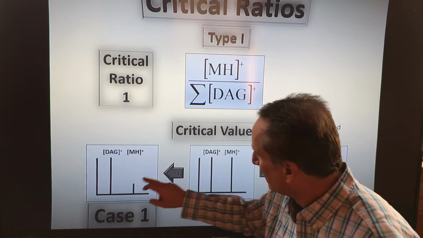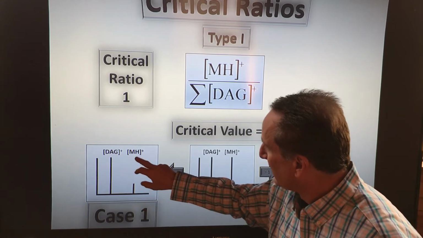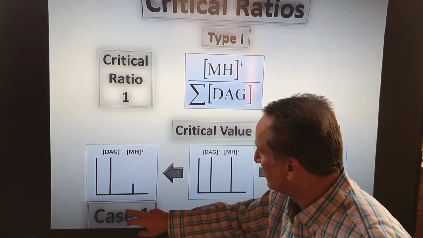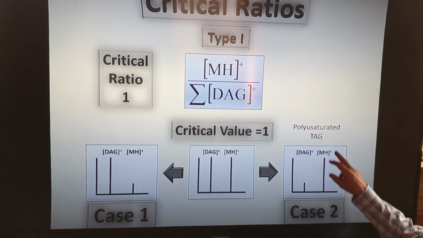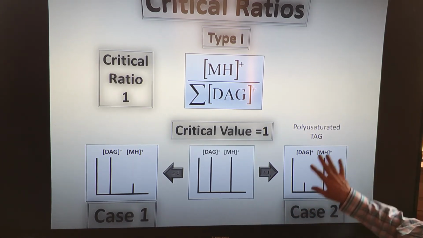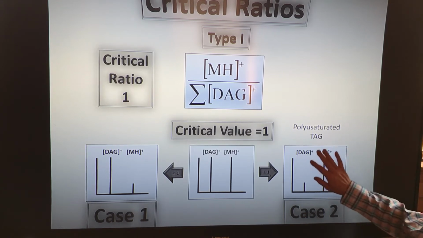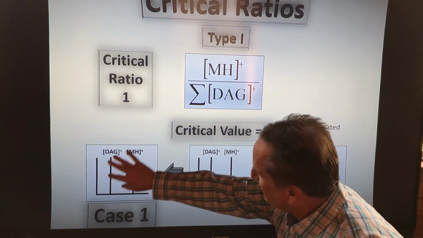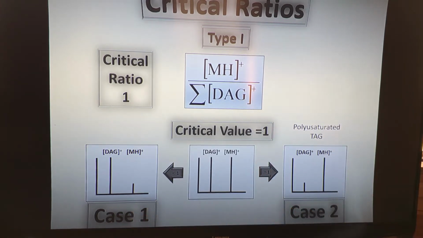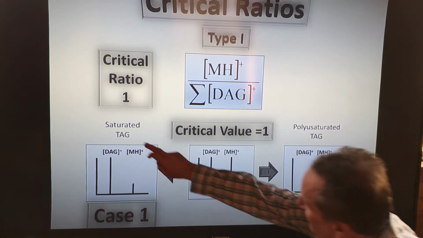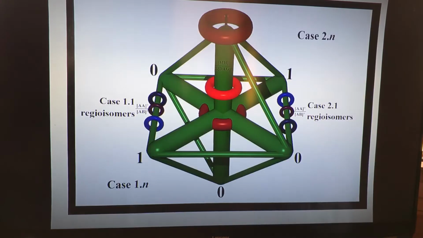And if it's a ratio of less than 1, then MH over DAG is case 1. If it's greater than 1, then it's case 2. And so it's polyunsaturated, it's in this range. If it's saturated, it's down here and even going down to 0. So that's the saturated tag that can go down to 0.